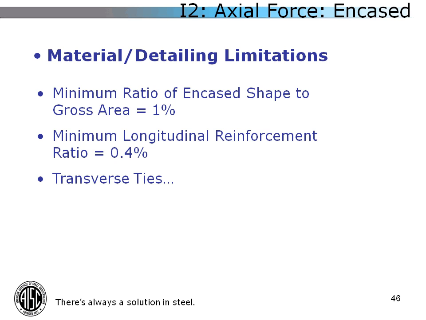There are also some detailing limitations for encased columns. The minimum ratio of encased shape to gross area is 1%, and then the minimum longitudinal reinforcement ratio is 0.4%. Now you may notice this 0.4% is actually lower than the 1% minimum for longitudinal reinforcement in ACI 318, and that's just because we're recognizing here that you also have an encased shape within the member, so your minimum total is still around 1.4%. In reality, studies have shown that somewhere in the range of 8 to 12% for the ratio of encased shape is the sweet spot for economy for members that are just resisting gravity loads.